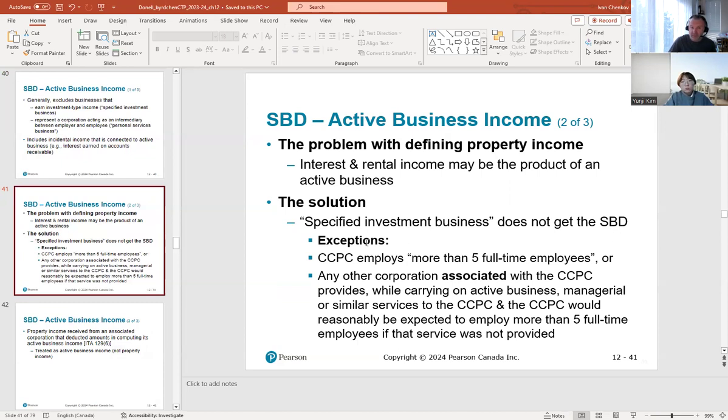So the solution: specified investment businesses do not get the small business deduction. Obviously, there are exceptions. If the Canadian-controlled private corporation employs more than 5 full-time employees, or any other corporation associated with the small business corporation, while carrying on an active business, provides managerial or similar services to it, and the corporation would reasonably be expected to employ more than 5 full-time employees if that service was not provided.